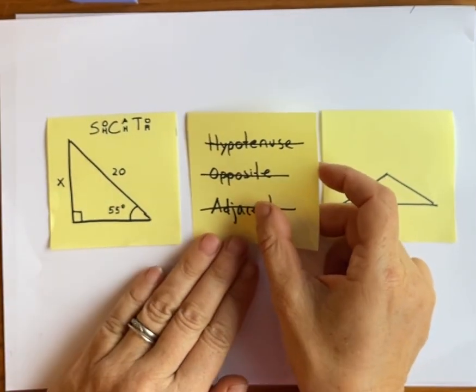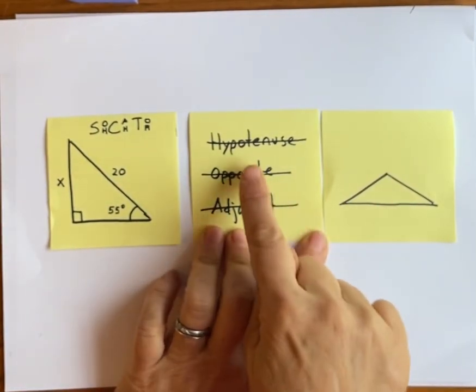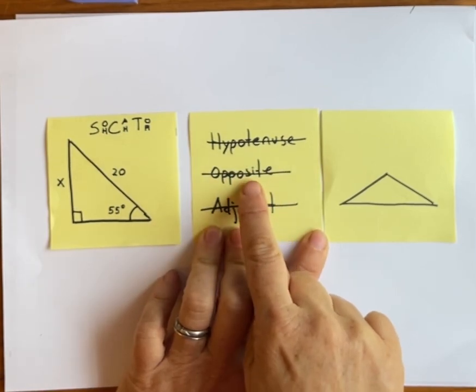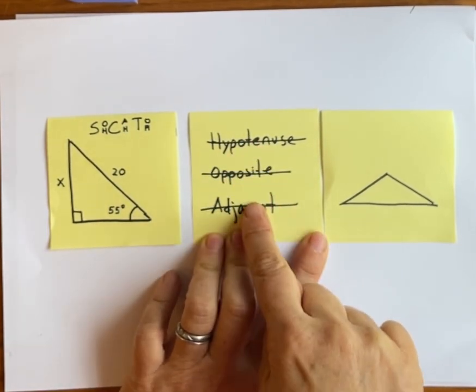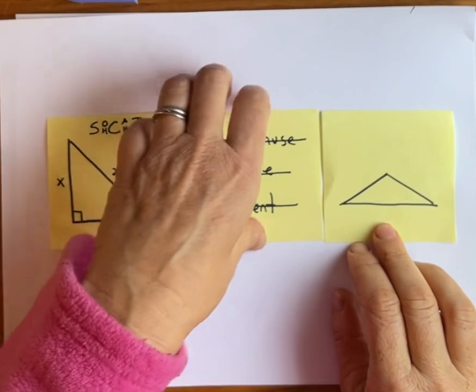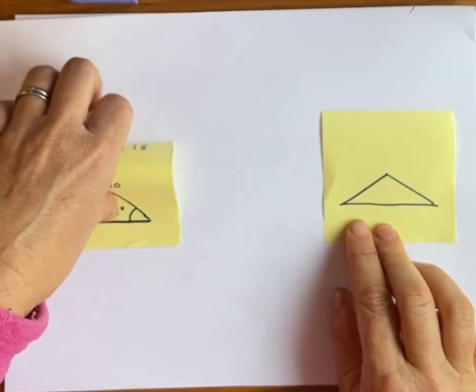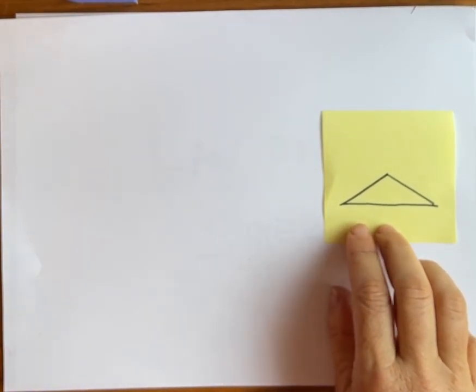The reason it won't work is that this triangle does not have a hypotenuse, so we don't have the opposite and adjacent. We don't have these three sides, so we cannot use these ratios. We need to find something else we can use. And we actually do, so let's look a little closer.